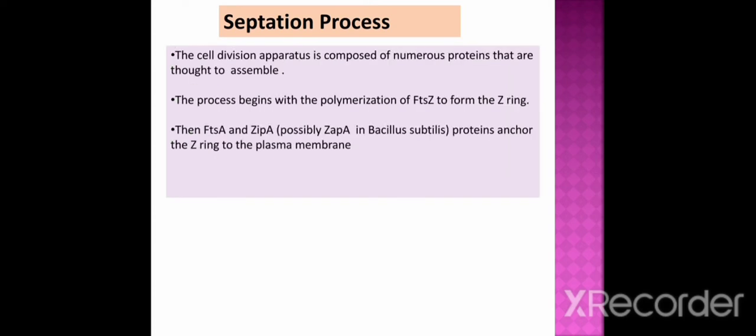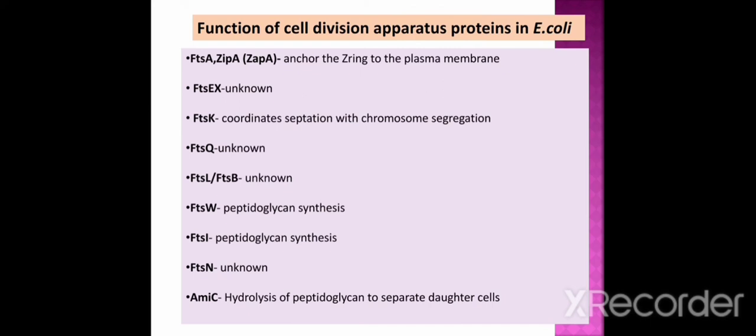The cell division apparatus is composed of numerous proteins that are thought to assemble in order. The process begins with the polymerization of FtsZ to form the Z ring. Then FtsA and ZipA proteins anchor the Z ring to the plasma membrane. In the case of Bacillus subtilis, it is SepF in place of ZipA. The functions of cell division apparatus proteins in E. coli are shown here. FtsA and ZipA anchor the Z ring to the plasma membrane.